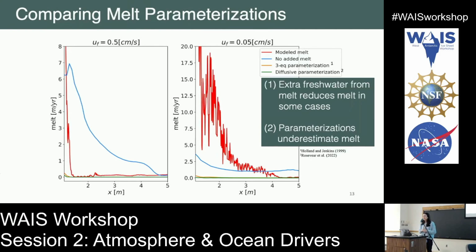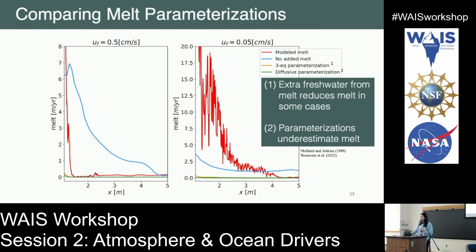And so what we see is a couple of things. A, including this excess buoyancy flux from melting will reduce the ability for the intrusion to cause melt. That's the difference between the red and the blue line. And B, our current parameterizations don't do a super great job of estimating this melt, at least on a first order approach. Both a diffusive parameterization and our classic 3-equation Jenkins parameterization don't emulate my modeled melt very well.